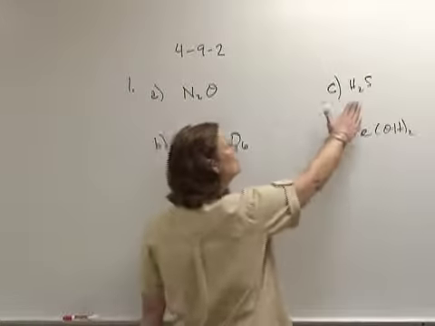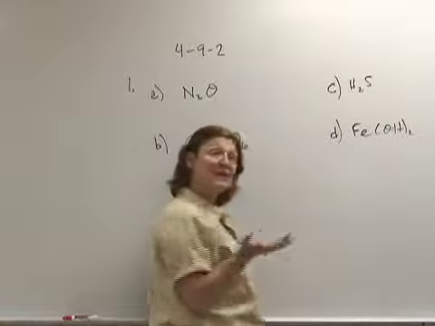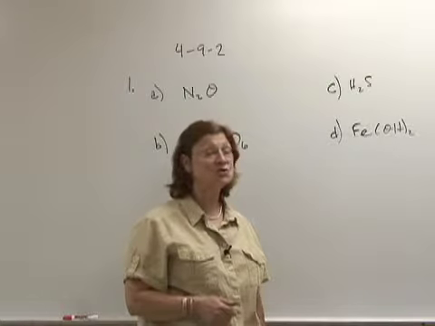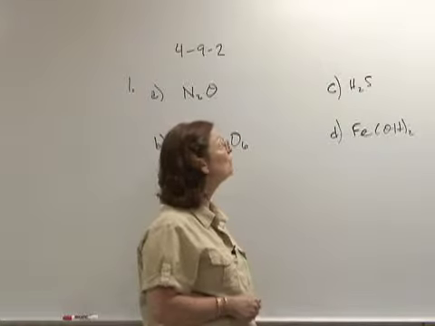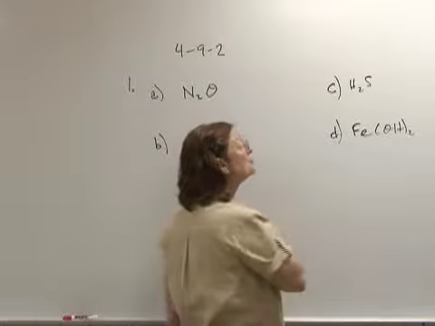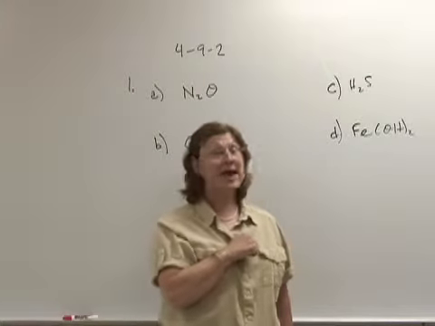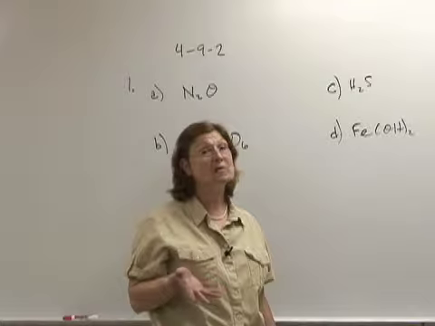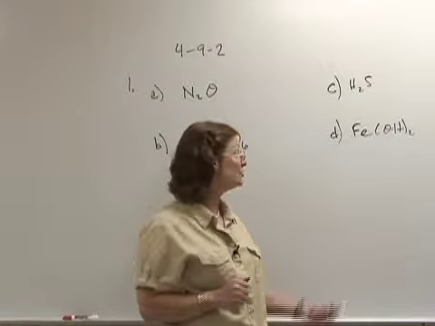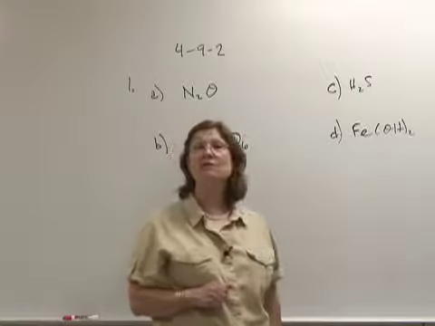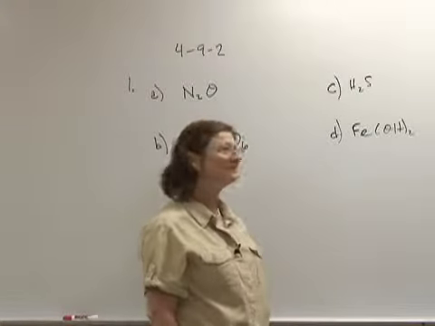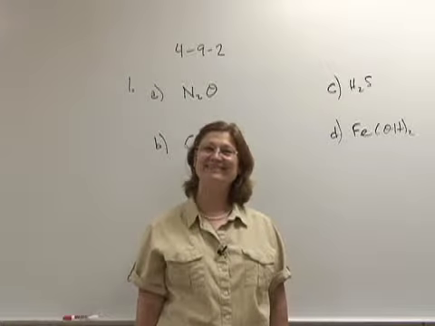Then we have hydrosulfuric acid. It begins with hydrogen, so it must be an acid. It's not one of my 7 strong acids, and therefore it is a weak electrolyte. And finally here, we have iron 2 hydroxide. Iron is not in the first column or second column. It's not an alkali metal or an alkaline earth metal, and it certainly is not beryllium, and therefore it is a weak base, it is a weak electrolyte. That's how you do number 1.